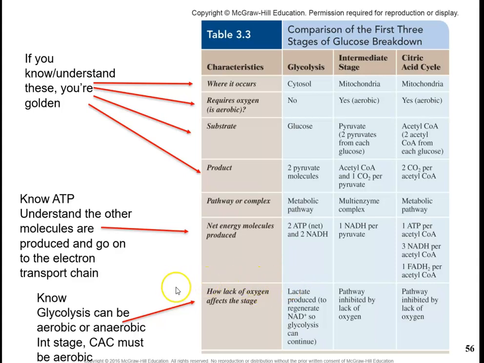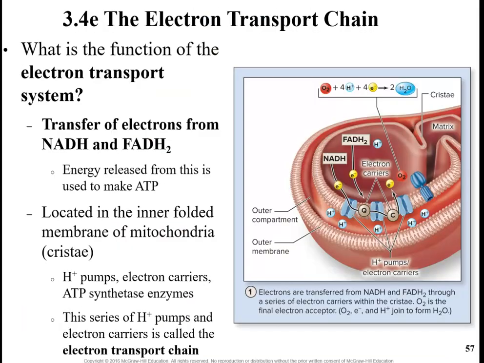And then I would know that glycolysis can be aerobic or anaerobic, but the intermediate stage in the citric acid cycle must be aerobic. So what exactly is the function of the electron transport chain? Well, it's to transfer electrons from NADH and FADH2. The energy released from this electron transfer is used to make ATP. The enzymes for the electron transport chain are located in the inner folded membrane of the mitochondria in the cristae.